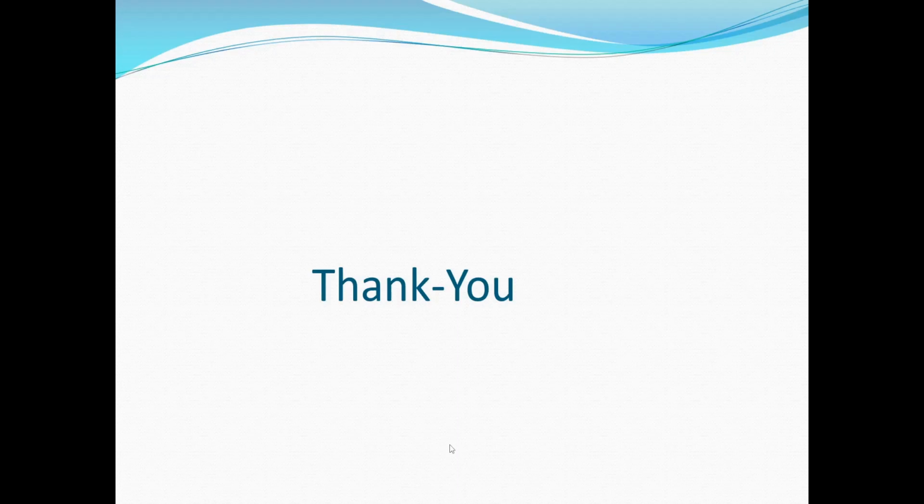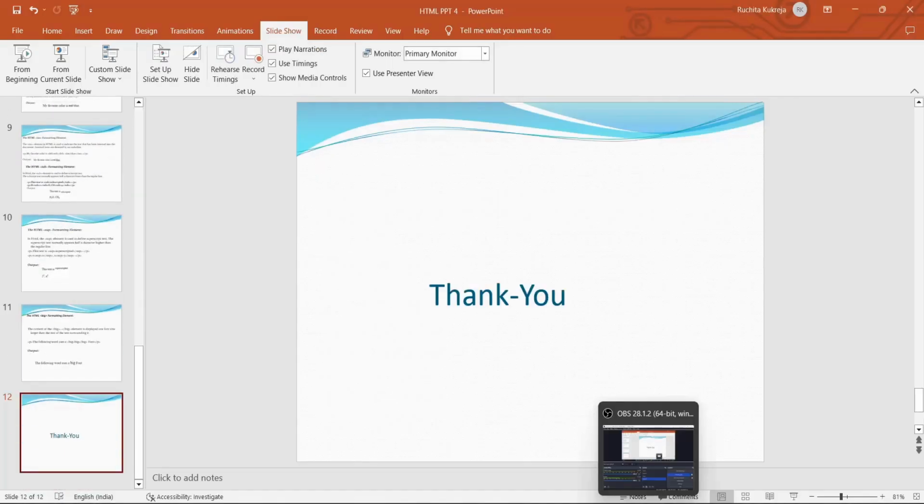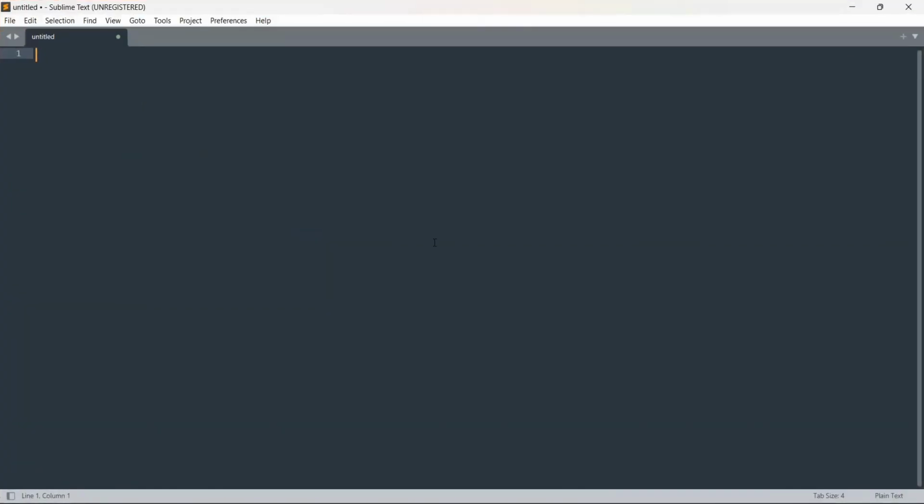Thank you. Let's move to the coding part and let's start coding. So the first tag which we always write is doctype HTML. This is to tell the version of the document. We do the code, we revise it every time.